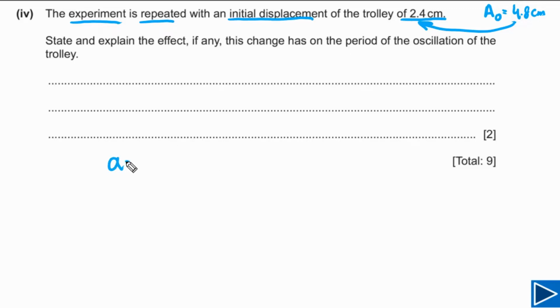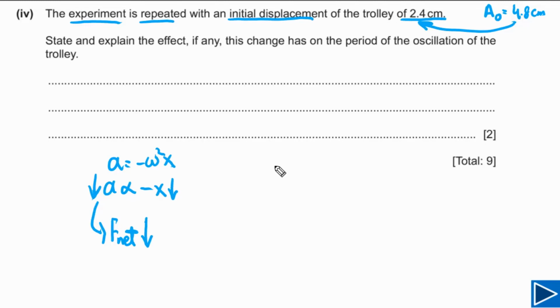Simply we can start from here: a is equal to minus omega squared x, and from here we can find out a is directly proportional to x. So when x becomes half, it means a also becomes half. So if a becomes half, it also means that the net force also becomes half if the mass does not change. Mass is not changing, so it means F net also decreases.